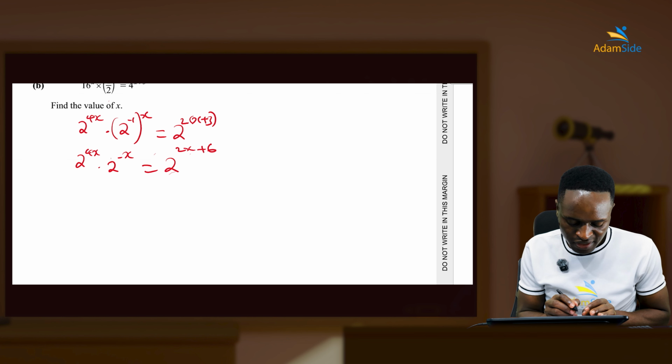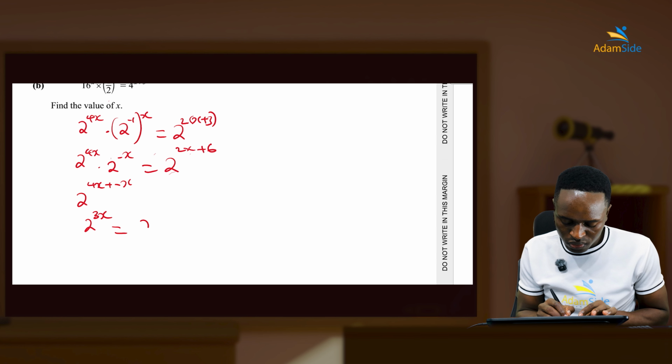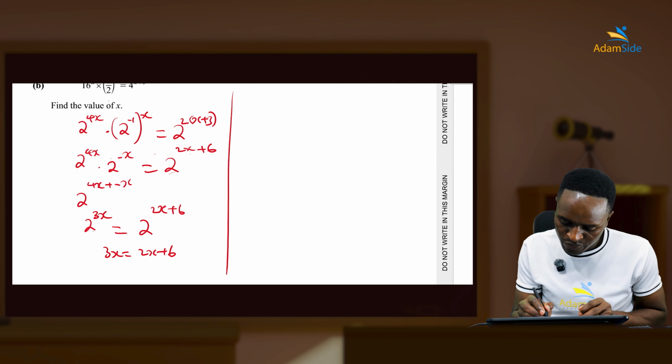Then solve whatever is here first. Multiplying numbers with the same base, you add their powers. So 2 power 4x plus negative x is 3x. Should be equal to 2 power 2x plus 6. When you're equating, if the bases are the same, then the exponents are equal. So 3x is equal to 2x plus 6. In that case, 3x minus 2x is equal to 6. x is equal to 6.